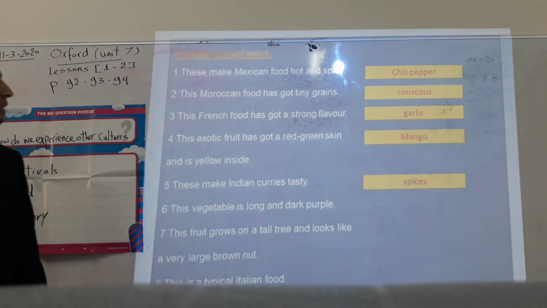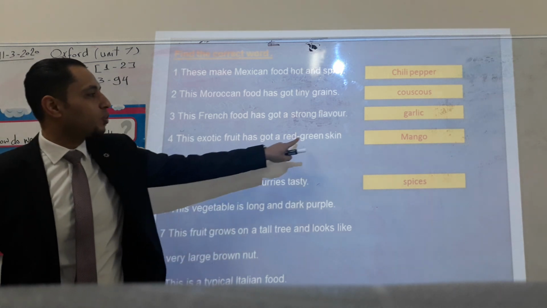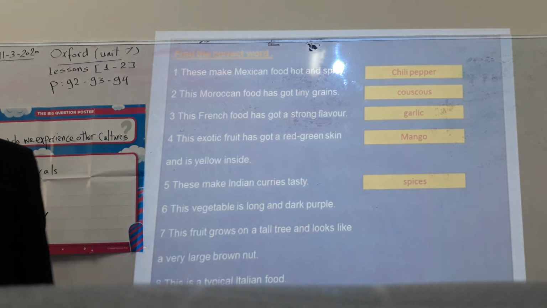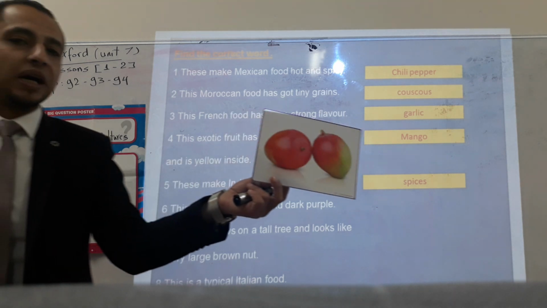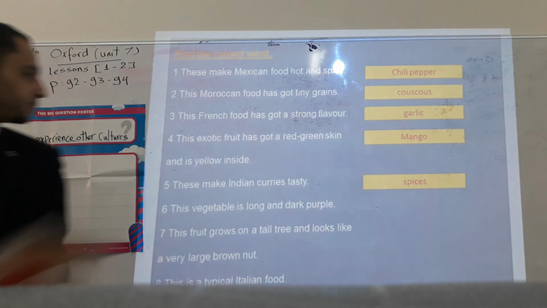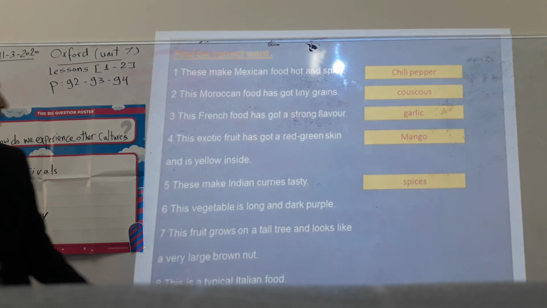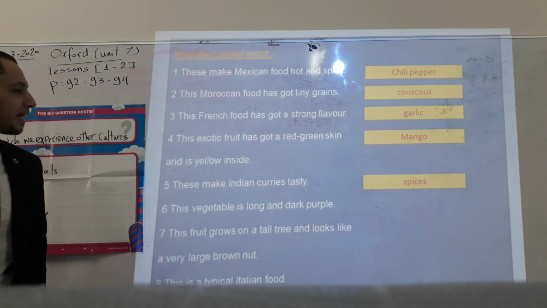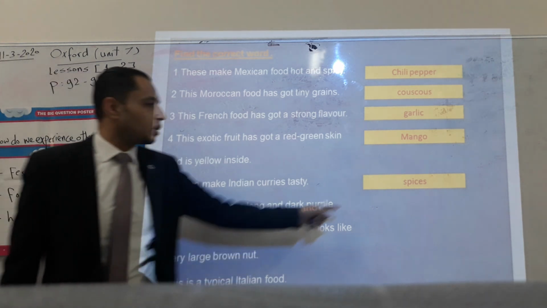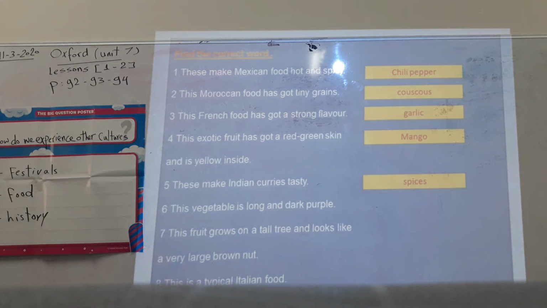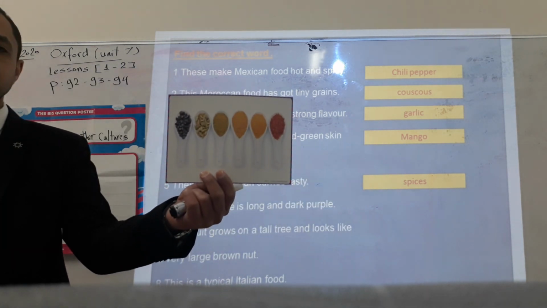Okay, number four, the exotic fruit has got a red green skin. It's a kind of fruit. I think you know it. Ah, it's very delicious. Yes, this kind of fruit is mango. Okay, number five. These make Indian curries tasty. Yes, you know it. Spices. Those are spices.